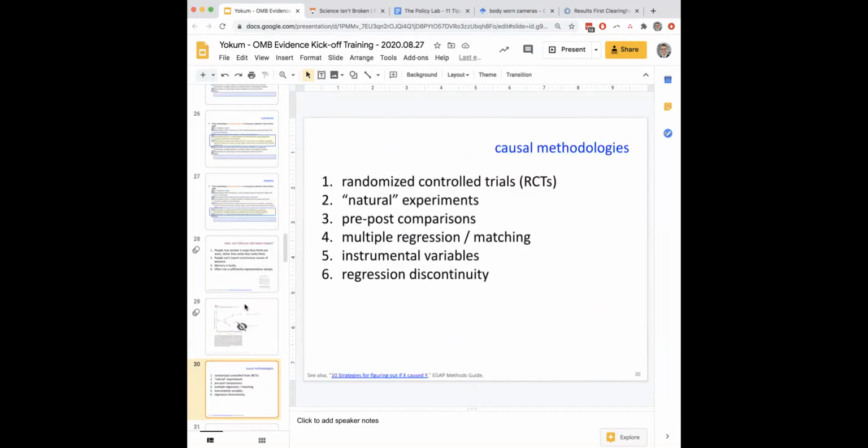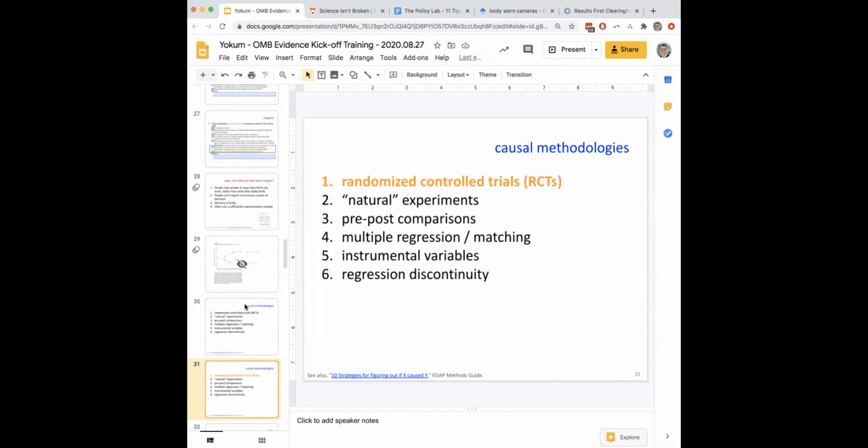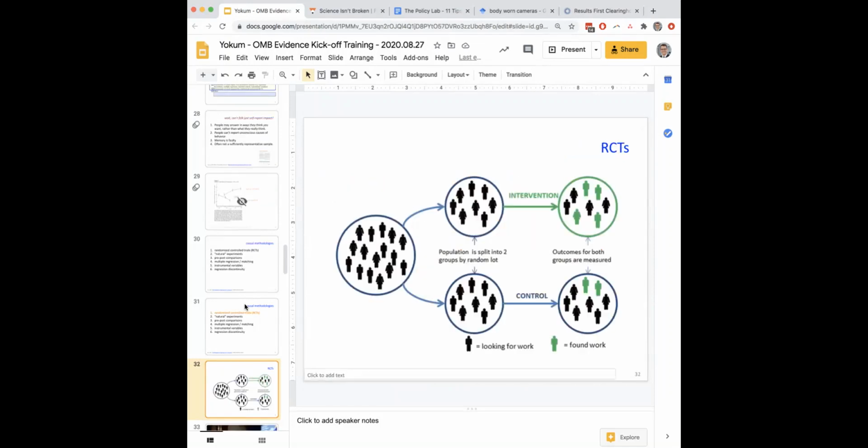If you want to get into some of the more causal methodology, here are six common types. I'm not going to talk in detail about each of them, but the six are randomized controlled trials, natural experiments, pre-post comparisons, regression, instrumental variables, and regression discontinuity. Let's pick just a couple to talk a little bit about, starting with randomized controlled trials, or RCTs. These sometimes get alluded to as a kind of gold standard causal methodology.